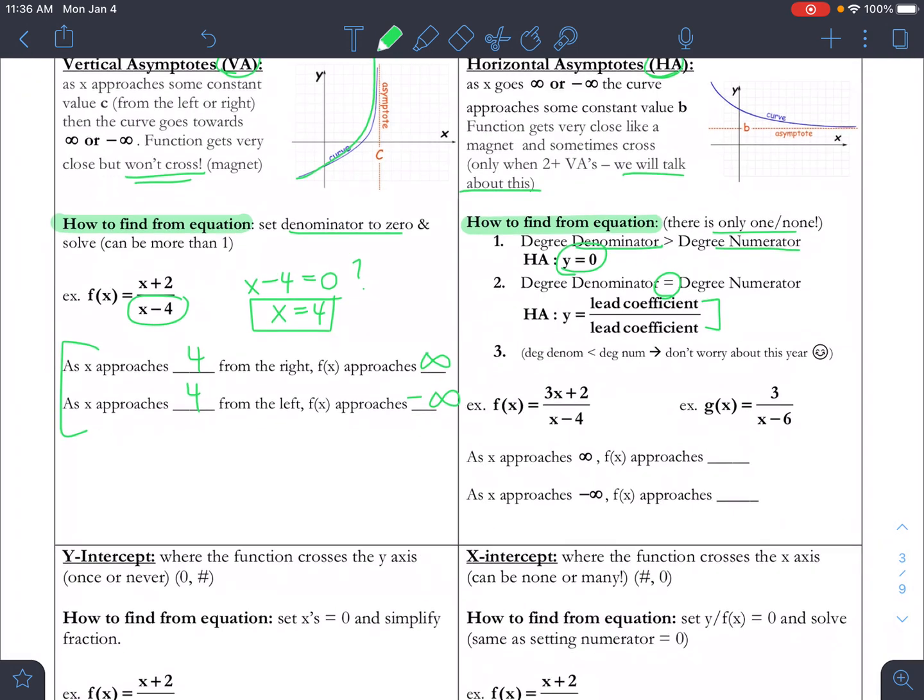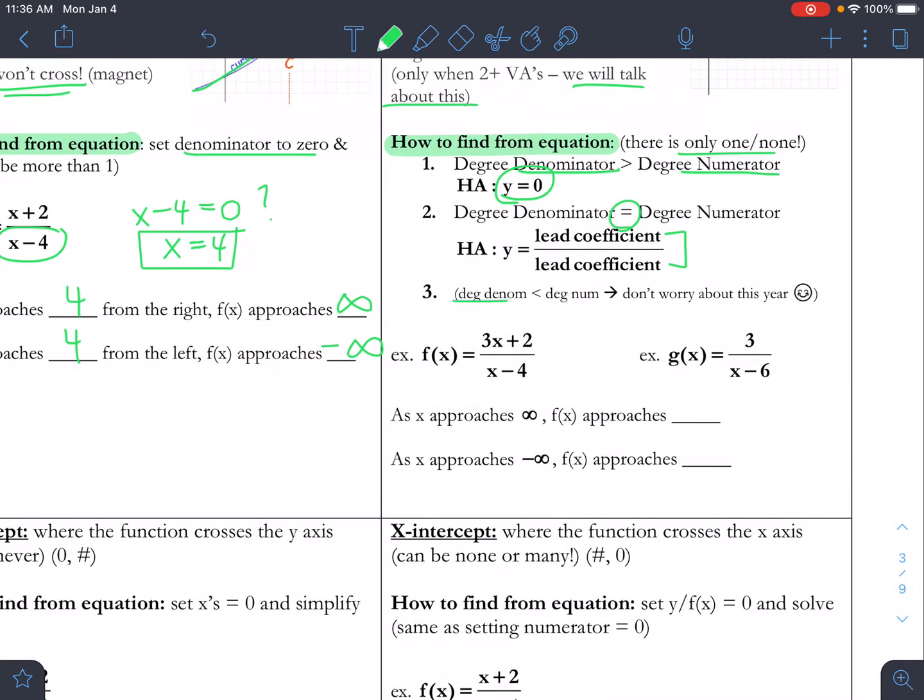So let me show you what I mean by that. And by the way, if the denominator is less, we're not going to worry about that this year, so that won't be happening. So look at these. We have both first degree polynomials. That's the highest degree. So you would have y equals 3 over 1, the lead coefficients. 3 over 1 is 3. So my horizontal asymptote would be at 3.